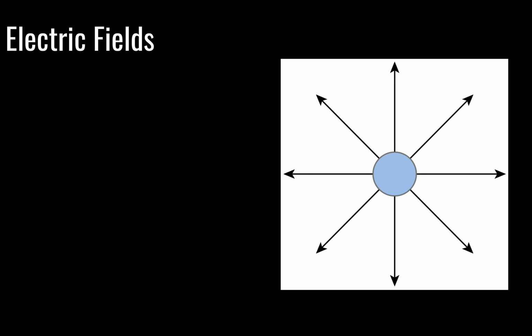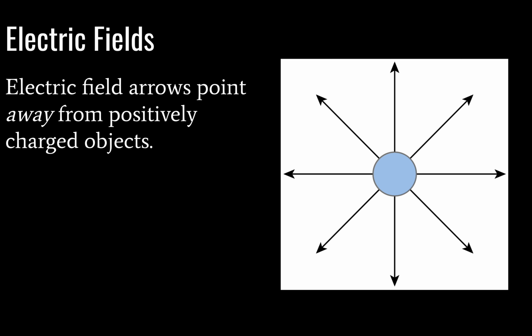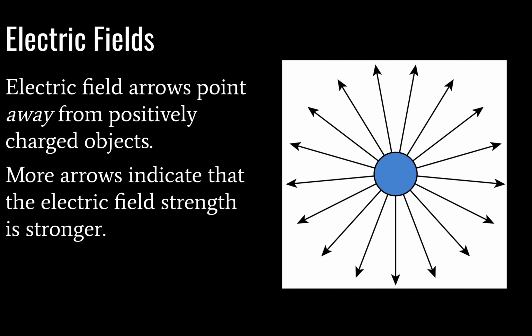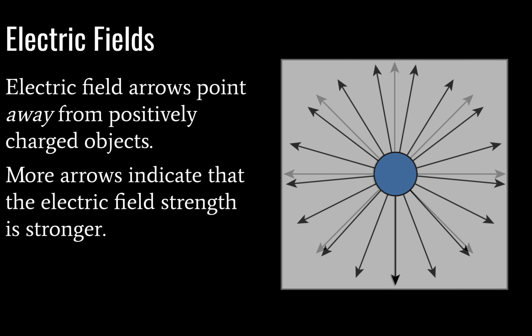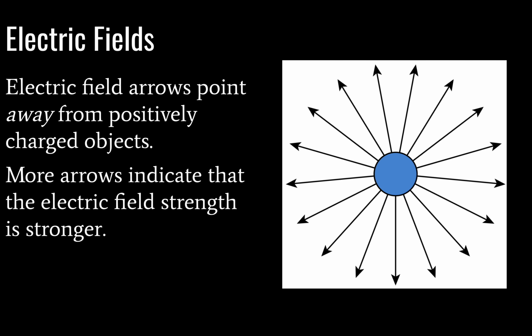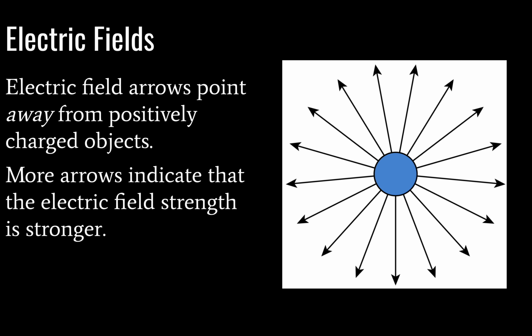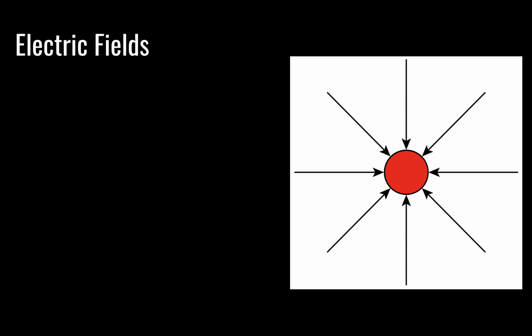So let's talk about some conventions. If you have a positively charged object, as we do here, then our electric field arrows will point away from that positively charged object. If we add arrows, that indicates that our electric field strength is stronger. Okay, so this is a convention. We don't know how much stronger. We don't know the magnitude of this electric field versus this electric field. We just know that this object has a larger charge, and that's why its electric field is stronger.